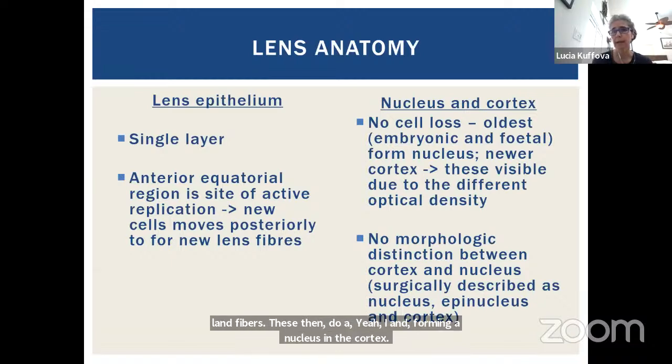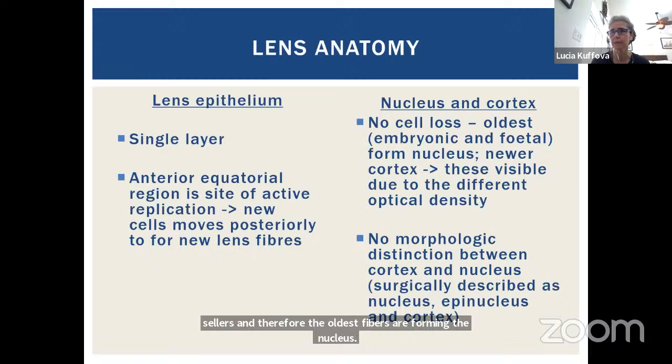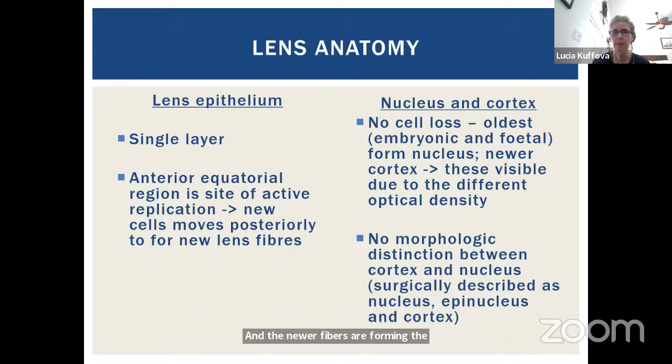So as we are aging and the lens is producing more and more fibers, we are having a thicker and thicker lens. Interestingly, there is no difference between the cortex and the nucleus on the microscopic levels. And the structures which we as surgeons describe as nucleus, cortex, and epinucleus are histologically exactly the same. Throughout the life of the individual, there is no cell loss, and therefore the oldest fibers are forming the nucleus, and the newer fibers are forming the outside of the nucleus parts and the cortex.